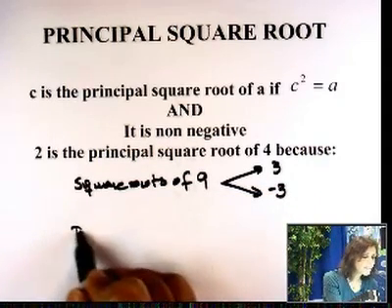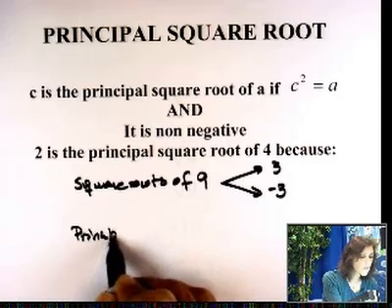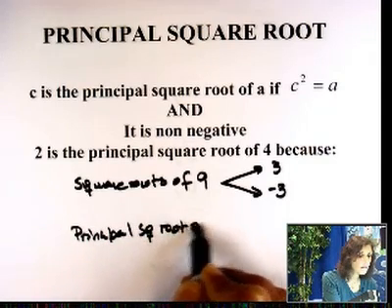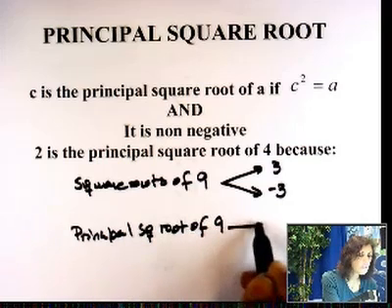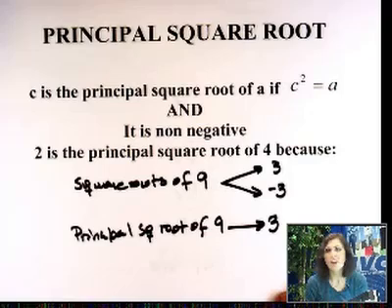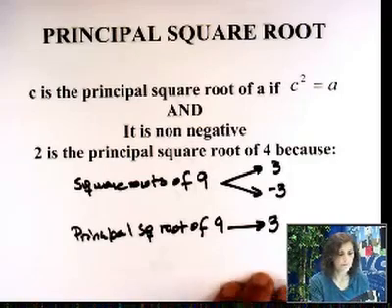But what is the principal square root of 9? Guess what? That one is 3. It has to be positive. It's just a definition. So make sure that you remember that.